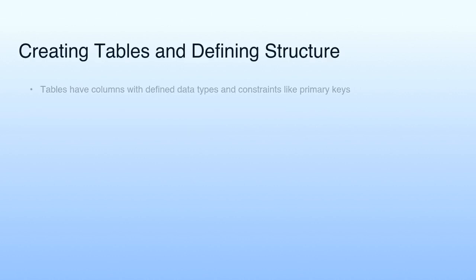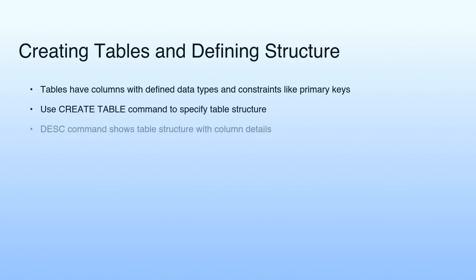These tables have columns with specified data types and constraints, such as primary keys, with their structure defined using the CREATE TABLE command, while the DESC command displays detailed information about the table.